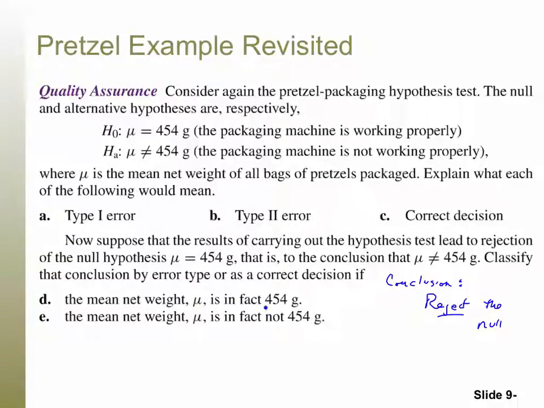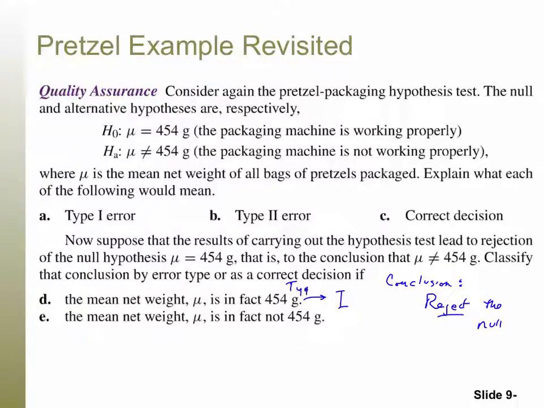So if the mean weight is in fact 454 or something really close to that, then is it correct or do we commit an error? It's an error. What kind of error is that? I heard both. Some people are saying type 1, some people are saying type 2. So the mean weight is in fact 454, but we rejected. We said the machine is not working properly. Type 1 or 2? That's type 1 error.